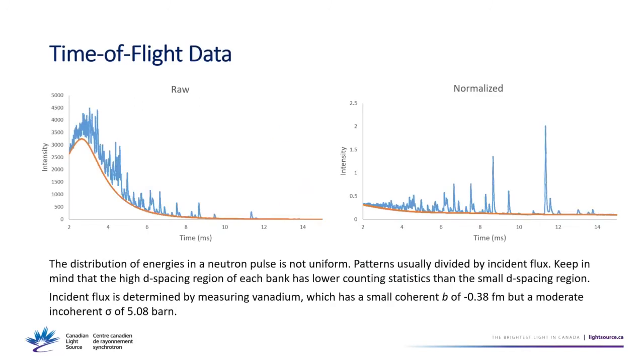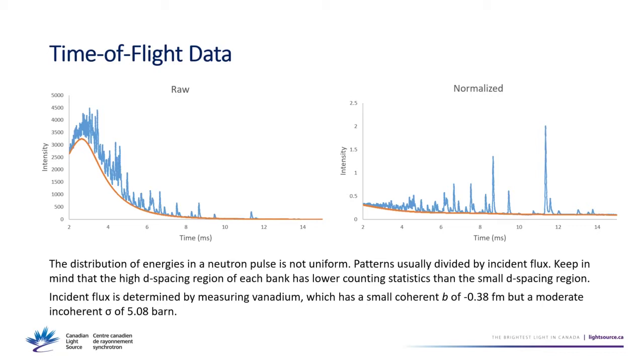Another thing to point out about time of flight data that I think a lot of people don't realize at the beginning is that the pulse does not have an equal distribution of energies. So there's a peak, and this is the kind of raw data you get. This orange line is roughly the shape of the pulse. If you think of this in terms of energies, it goes up and then it goes down like this.